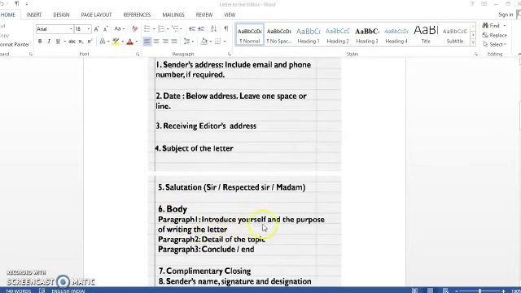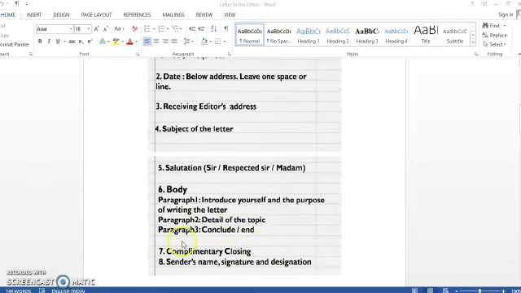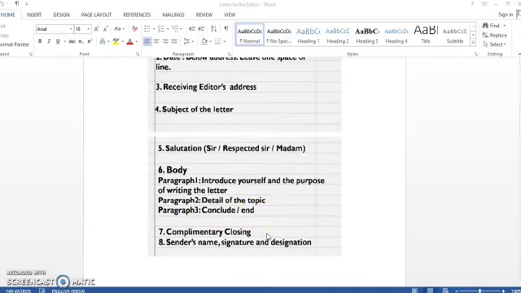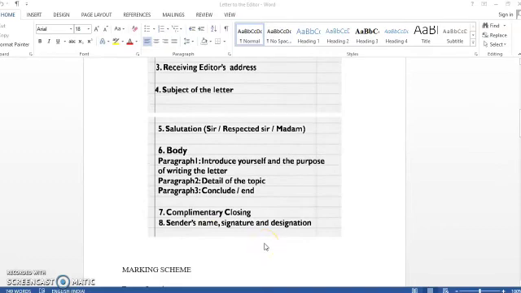Paragraph first, introduce yourself and the purpose of writing the letter. Paragraph 2, detail of the topic, elaborate upon the topic. And paragraph 3, conclude. Here you can give suggestions and what you want the editor to do. Then comes the complimentary close. Finally, the sender's name, signature and designation if any.